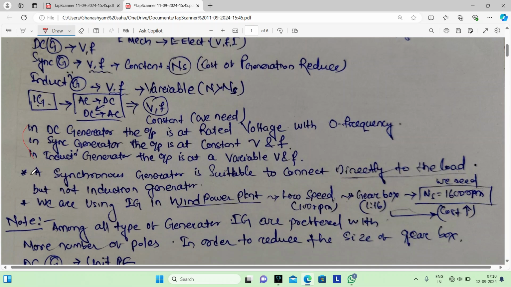Let's see two terms. A synchronous generator is suitable to connect directly to the load, but not an induction generator. Why? Because the synchronous generator rotates at a particular constant speed, that's why we can connect it directly to the load. The induction generator will not operate at a particular speed, it will operate at variable speed or greater than synchronous speed.